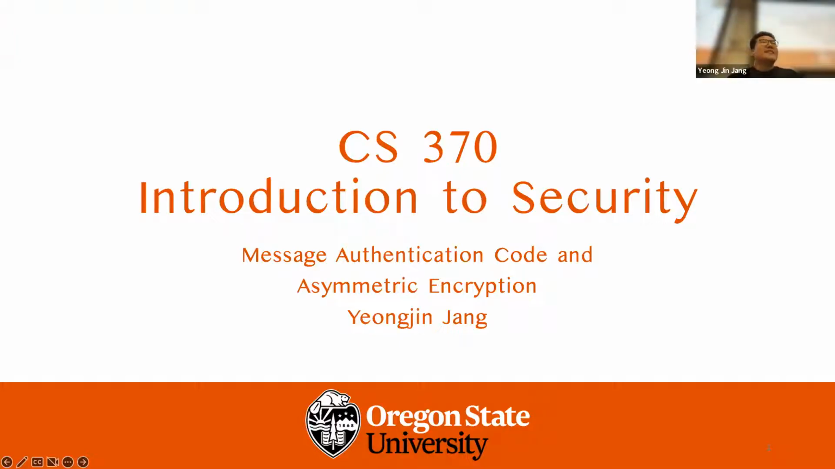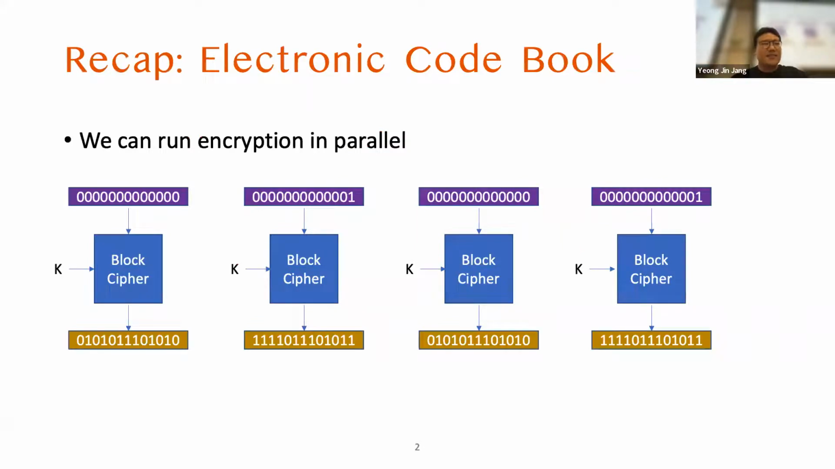All right, let's start. Today we will learn about the message authentication code and then a little bit of asymmetric encryption. Before getting into that, let's do a little recap about the block cipher modes. We learned about three different modes: ECB, CBC, and CTR.